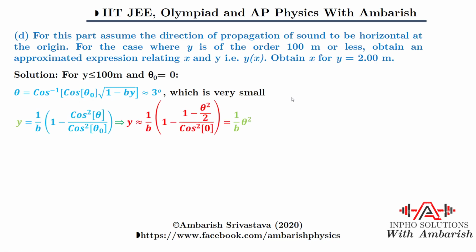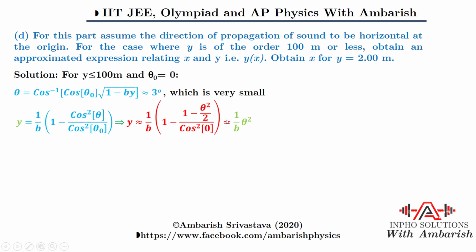Now y was found to be this. This is from the previous slide, we had found y as a function of theta. Now cos square theta is nothing but 1 minus sin square theta, or we can just write it as 1 minus theta square by 2 as per the expansion of cos theta. So this can be approximately written as 1 minus theta square by 2 upon cos square. This is not 0, it's supposed to be theta naught, so I'm sorry about that.